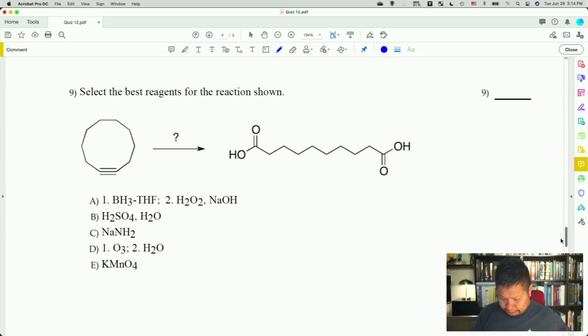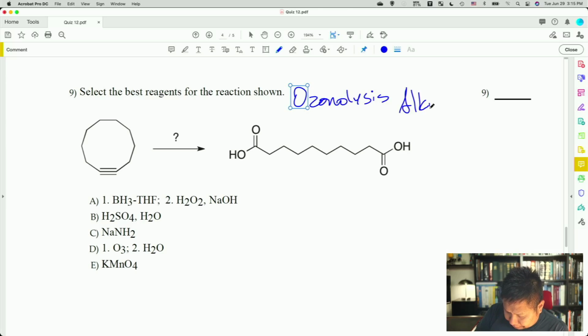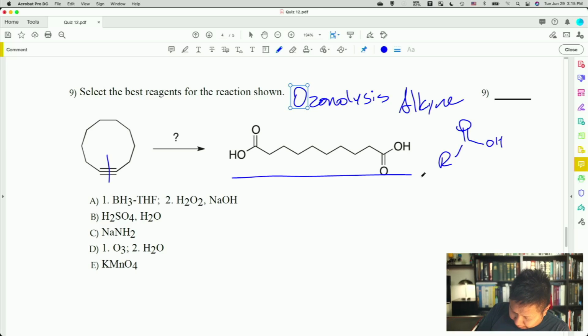Next, select the best reagents for the following reactions shown below. This is going to be the ozonolysis of an alkyne, and when we do that, we always get a carboxylic acid where we used to have the triple bond, right? So the triple bond splits back down right there, and that's how we get this product here. So the only one that has ozonolysis going on is going to be D. Answer there is D.